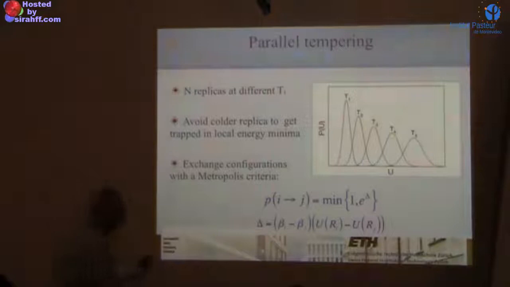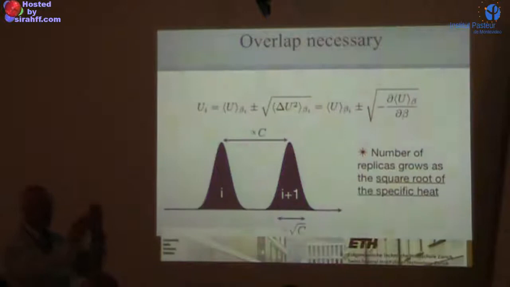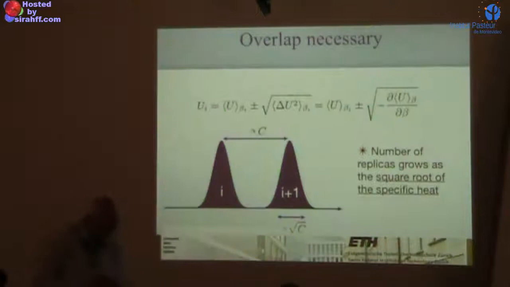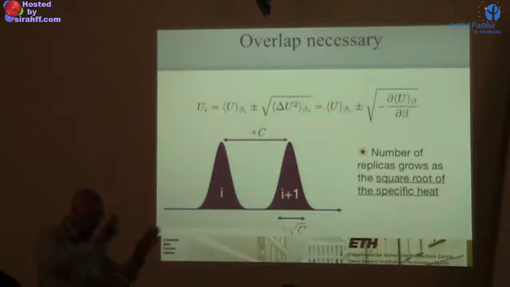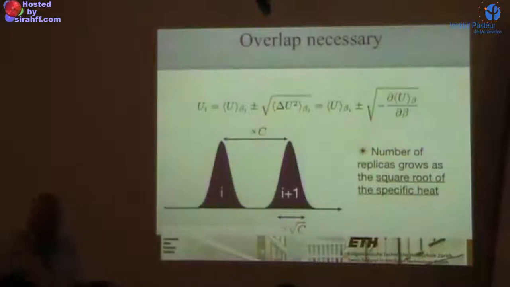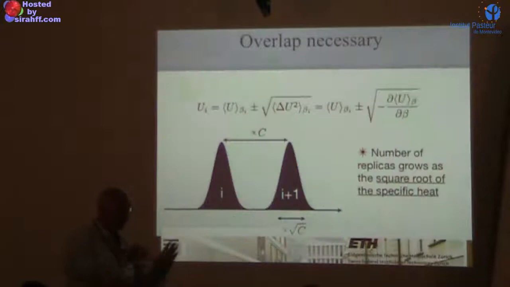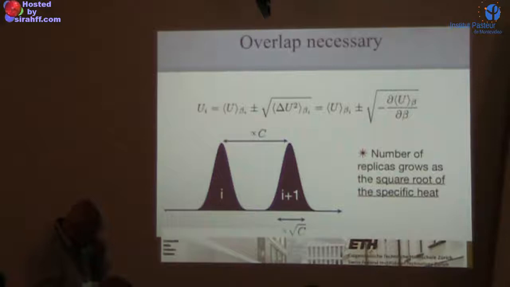Now, that poses a problem when you go to very large systems, because in large systems the fluctuations decrease. Your bell becomes sharper and sharper, and so to have overlap between different temperatures, you have to increase the number of replicas. Now, we go back to the well-tempered ensemble. We have our magic gamma. We can increase the fluctuations, and this will allow us to have overlap between systems which are separated in temperature. So you can reduce the number of replicas a lot.